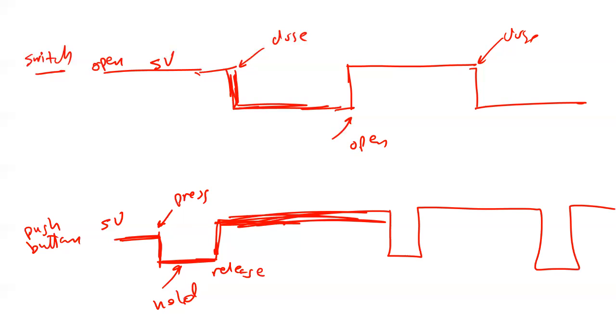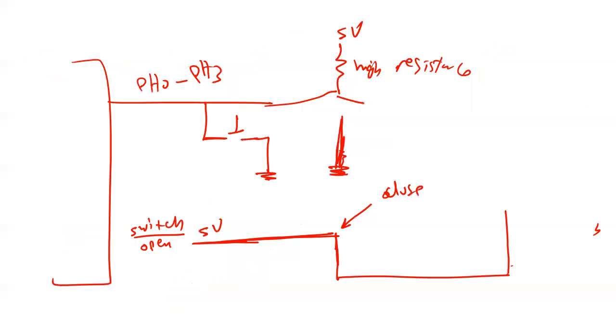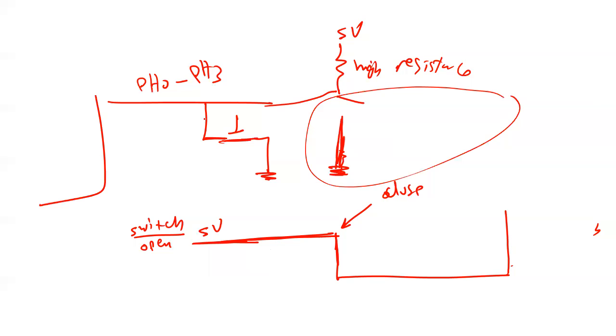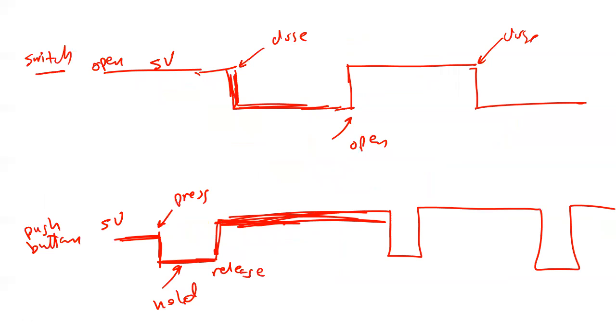If you look at the circuit here, forget this part, I'm not going to use this one. You can see all the time it's 5 volt. Once I press here, I'm going to make it 0 volt for some time. Once I release, it's going to return back to 5 volt. Is that okay? So this is how the switch behaves, and this is how the push button behaves. Any question?